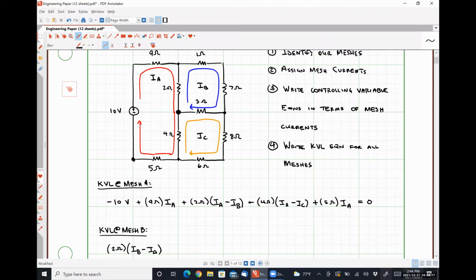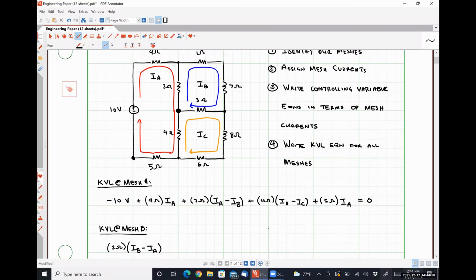Abigail, keep it going. Tell me what's next. Plus 1 ohm times IB. Thank you, ma'am. Norman, what comes next? 7 ohms times IB. Thank you. And David, what's our last term? Three ohms times IB minus IC. Absolutely correct. And since our mesh current touched 4 elements, we should have 4 terms in our equation.